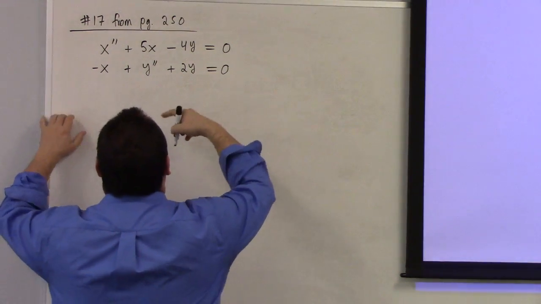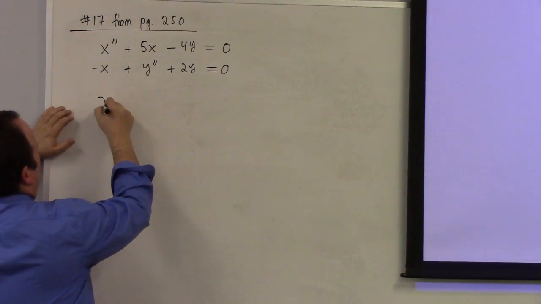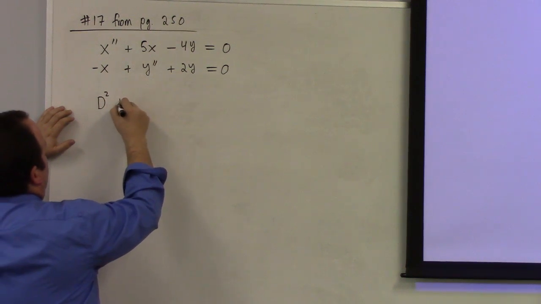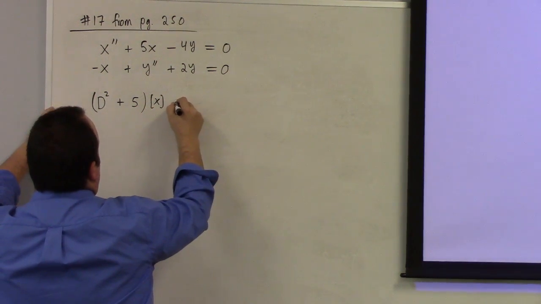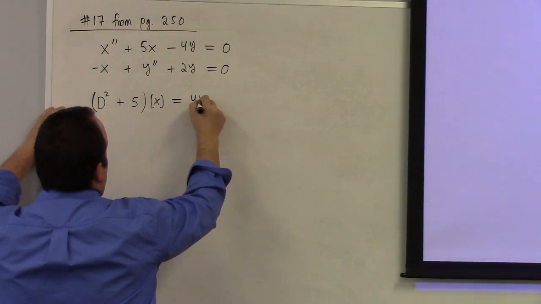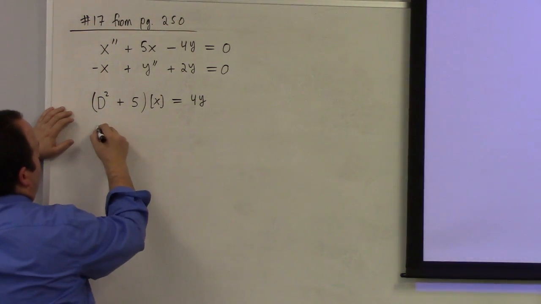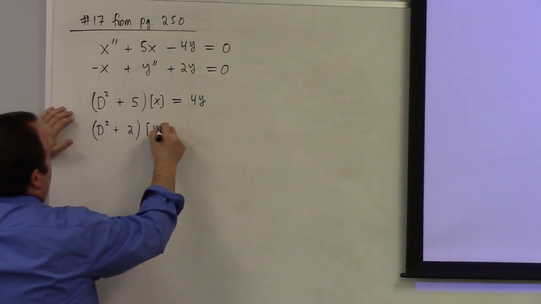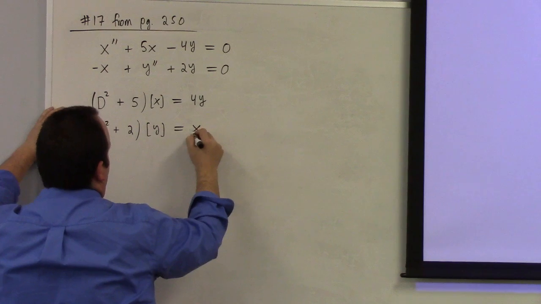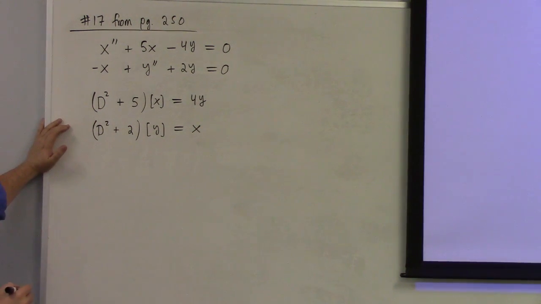So basically the idea is to use the D notation. So this is actually (D squared plus 5) acting on x equals 4y. And what else do we have here? We have (D squared plus 2) acting on y is equal to x, right? See what I did there? And so you can do substitution at the level of these operator equations. If we had a differential equation that just had x or just had y in it, we could solve it, right?